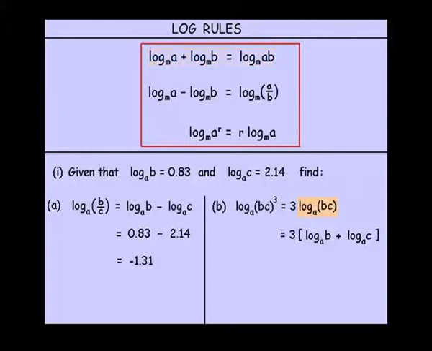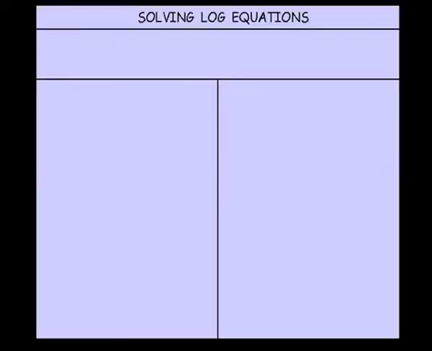Very good. Just write our 3 down again. Now log B we're given as 0.83. We're adding the log of C, which we're told is 2.14. And then we just need to simplify that. Our final answer then is 8.91. Very good. So there's a couple of ideas using the log rules there. We'll now move on and do some work on solving log equations.